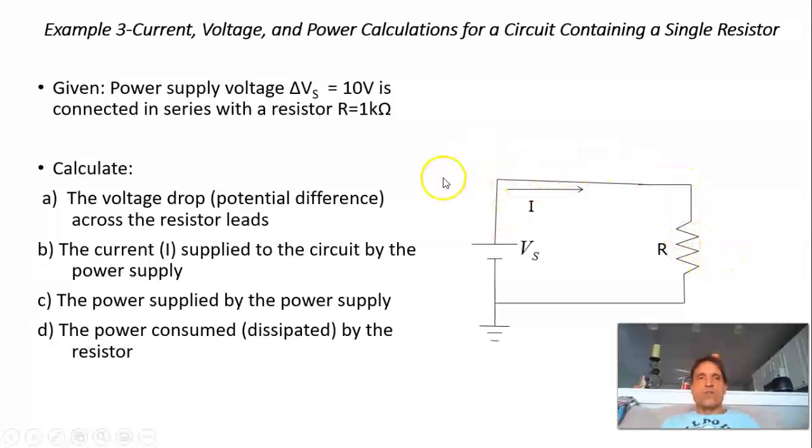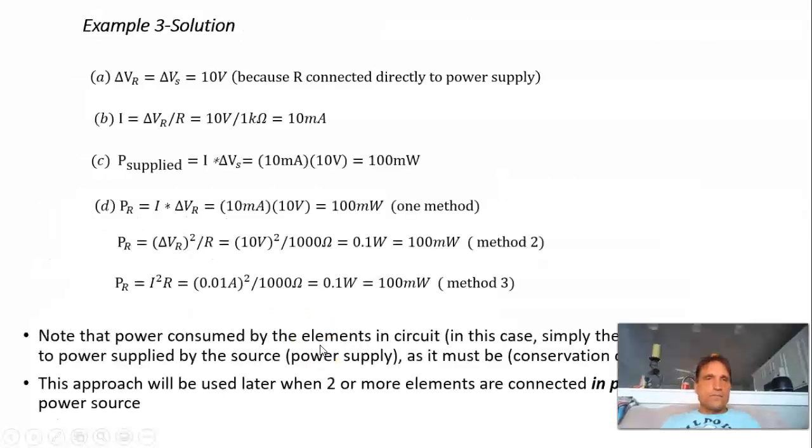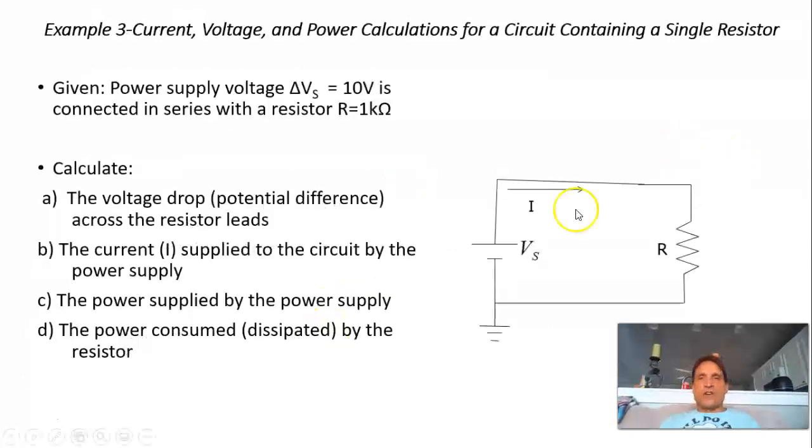What we want to calculate is the voltage drop, how much voltage is lost going across the resistor. What's the voltage drop across the resistor? What's the current supplied to the circuit by the power supply? Now if I know the power supply's current and its voltage, I can calculate power, right? P is I delta V. And once I know the current and the voltage across the resistor, I can calculate the power consumed by the resistor. So what's the voltage across the resistor?